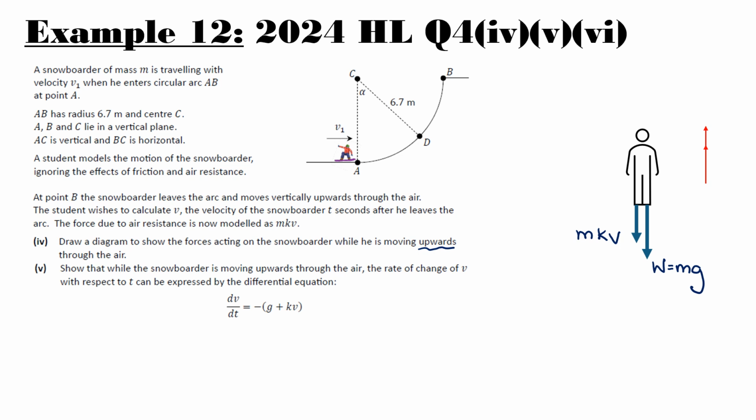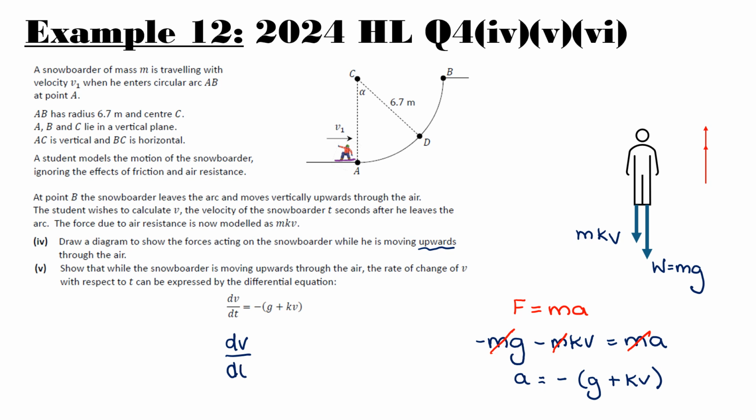So then part 5 asks us to show that while the snowboarder is moving upwards through the air, so this scenario we've just drawn out, the rate of change of V with respect to t can be expressed by the differential equation dV/dt is equal to minus (g plus kV). Now, we know anytime you have a force diagram, we are working with F equals ma. So our force will always go in the direction that we are moving. So there's nothing pushing us in that movement direction, meaning we have a minus weight and a minus air resistance, and that is equal to ma. The mass can be divided across, and we're left with acceleration is equal to minus, I can pull that out in front, (g plus kV). And then the only thing we've left to do is replace our acceleration with the rate of change of velocity. So that gives us dV/dt, which is another way to say a, is minus (g plus kV).